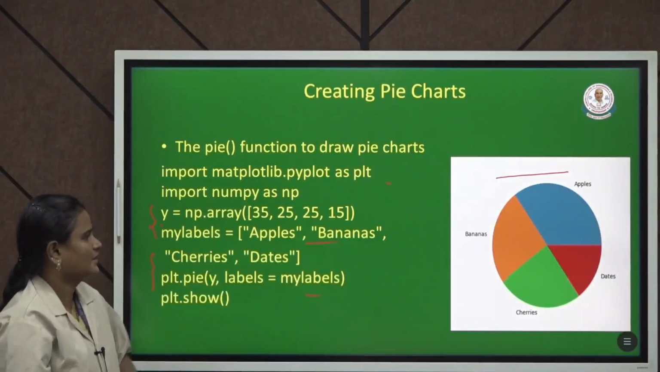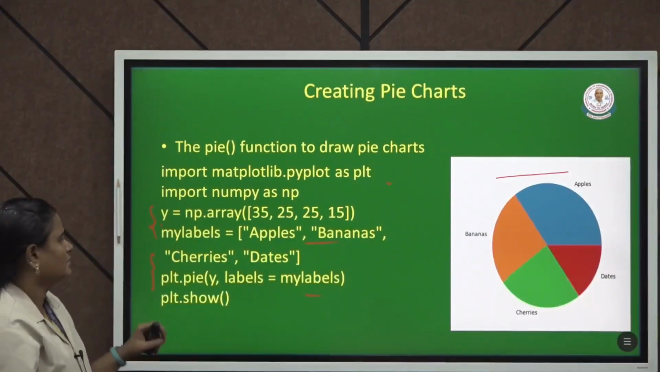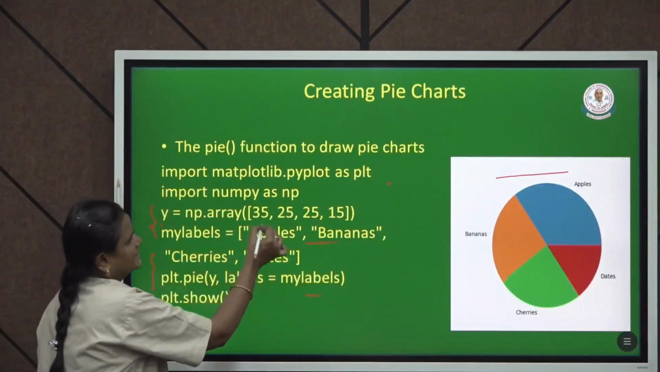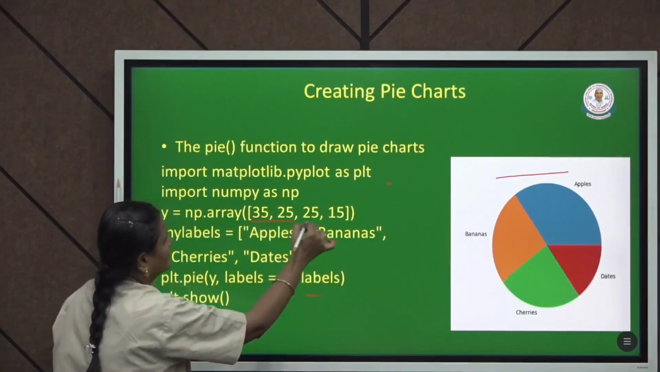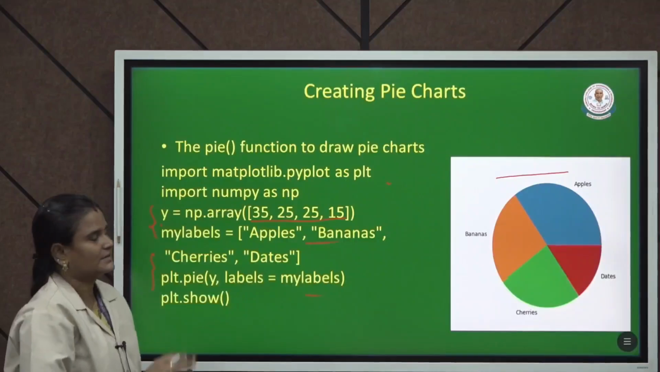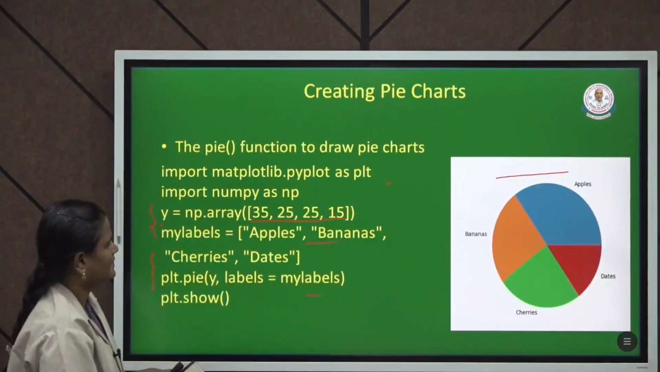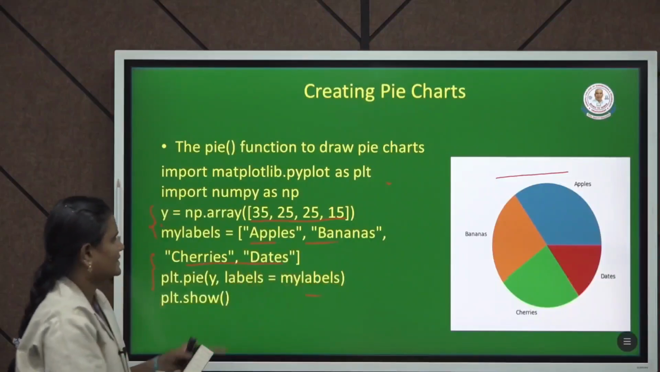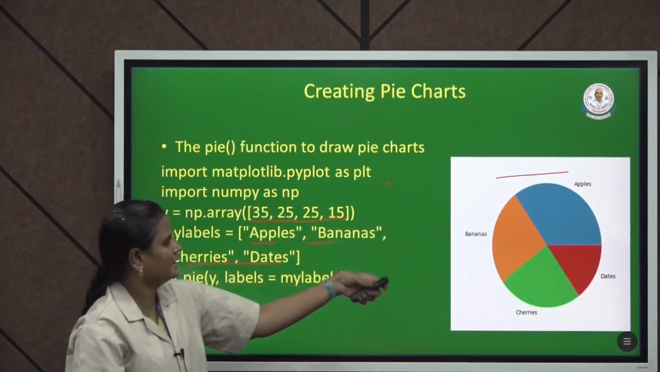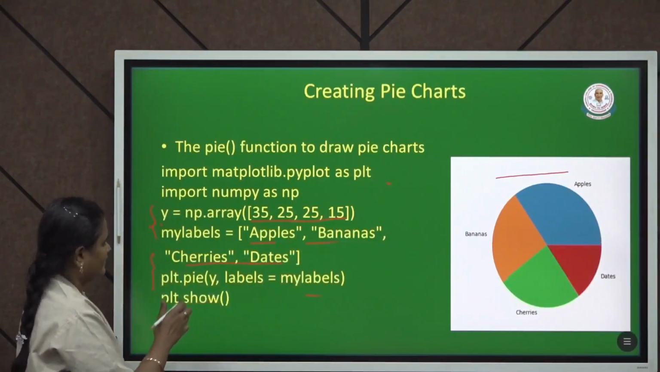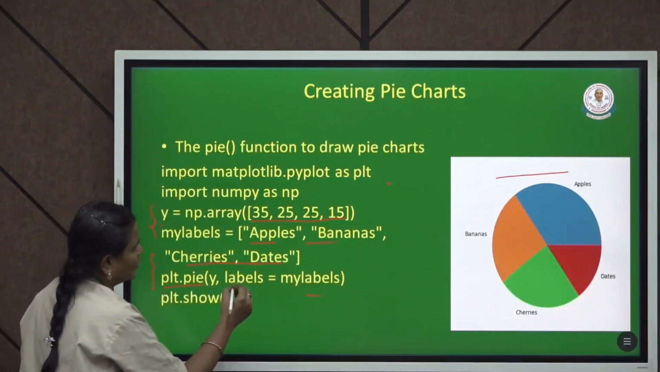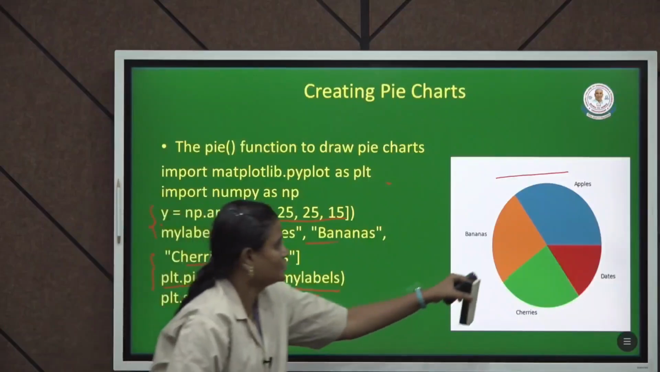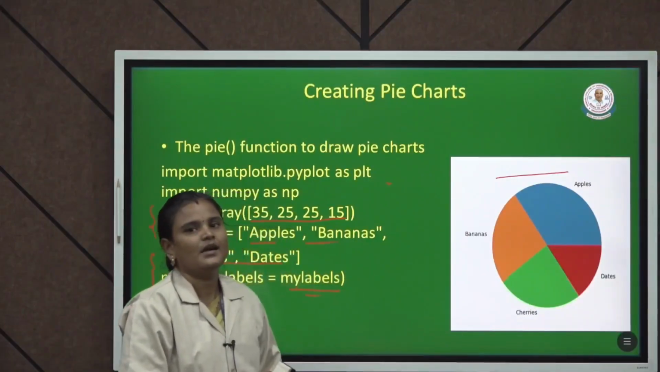Next one is the pie chart. That is the chart which we use to represent data in a different type of graph. The values 35, 25 and 50 represent the sizes of the pie chart, and the labels which we give are apple, banana, cherries and dates. In that sequence order it will be generated as a pie graph. For the pie graph it will be plt.pie, and the y label is my label. Here we are giving a label on the y point, so the graph will be generated.